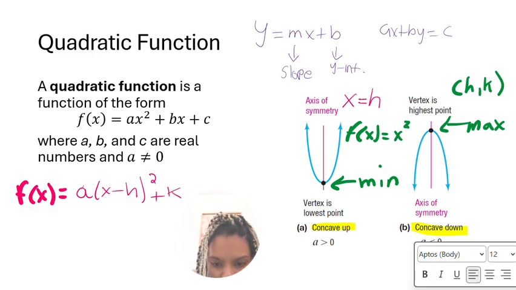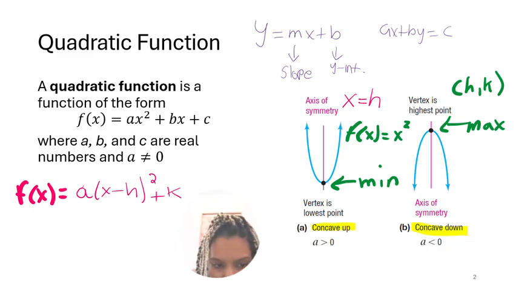Axis of symmetry, concave up, the domain of a parabola, we know is all real numbers, and the range will depend on whether it's opening up or opening down, and where the min or max are at.